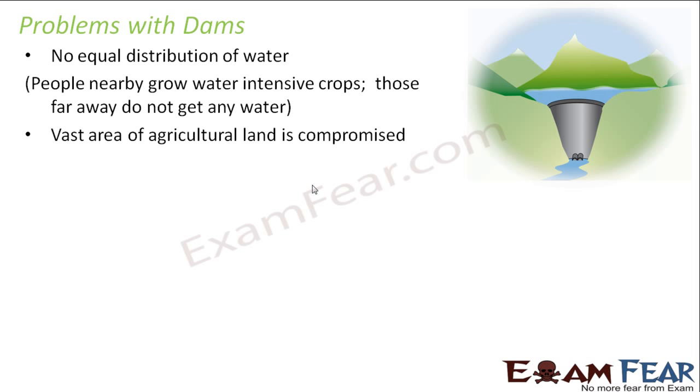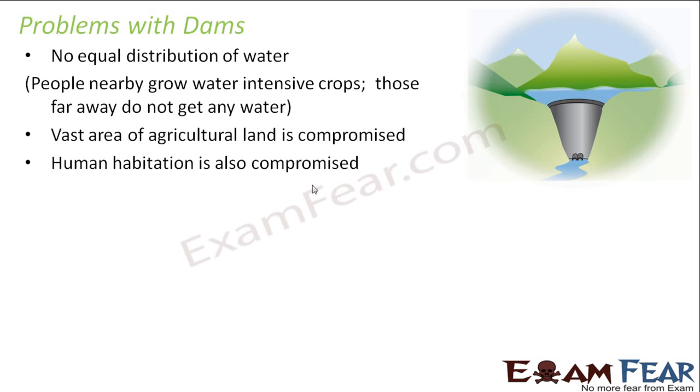Vast area of agricultural land is compromised. So you really need huge amount of area for construction of dams. So we should ensure that we are constructing a dam in an appropriate area where we can ensure little equal distribution of water, and at the same time the amount of land which we compromised for the construction of that dam should get compensated.